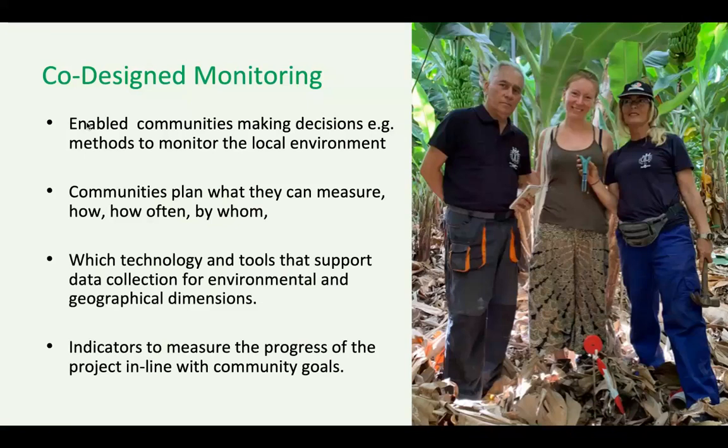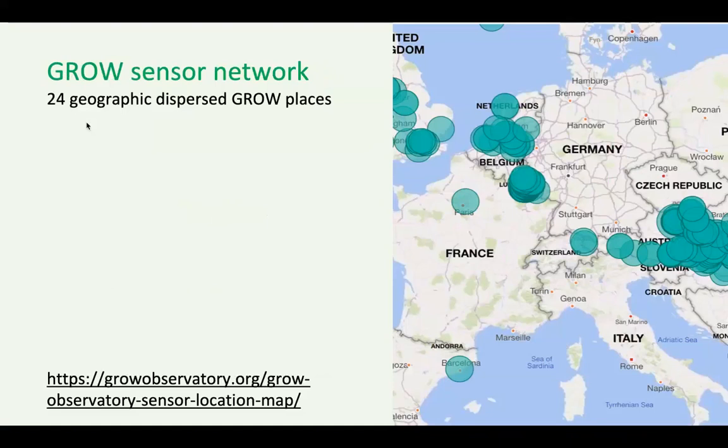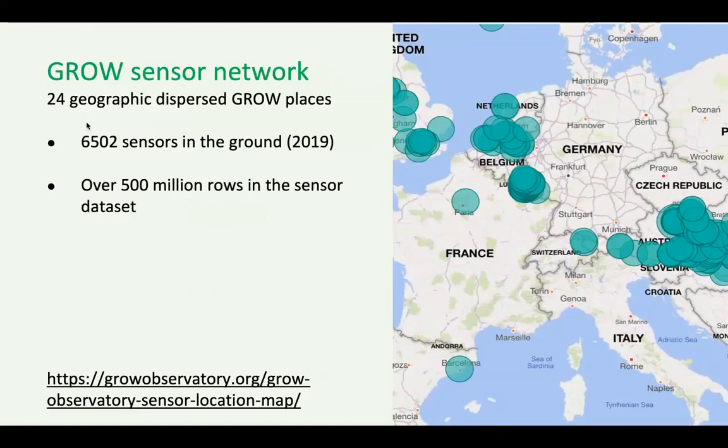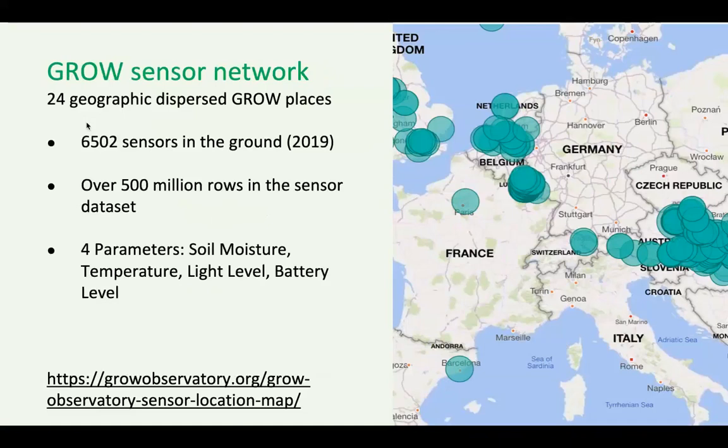So one of the results we've got from this approach: we had 24 geographically diverse GROW places, all collecting soil moisture, placing over 6,500 sensors in the ground as of 2019, with over 5 million rows of data in the sensor data set, which was continuously monitoring the 4 parameters that we see here: soil moisture, temperature, light level, and battery level, and that was the time span for the data.